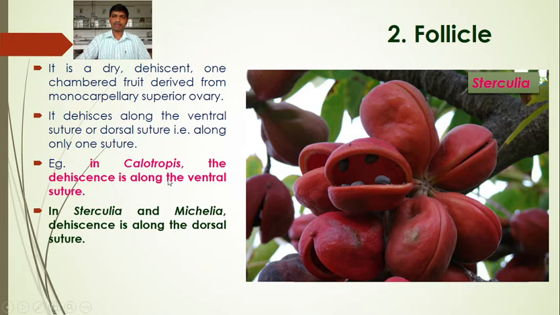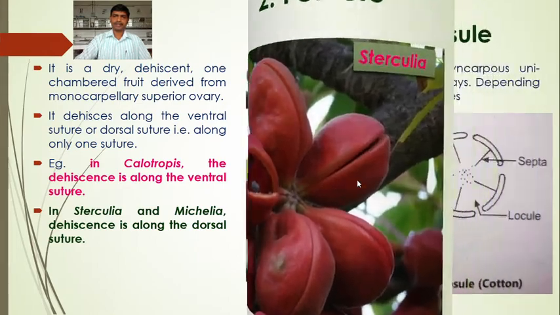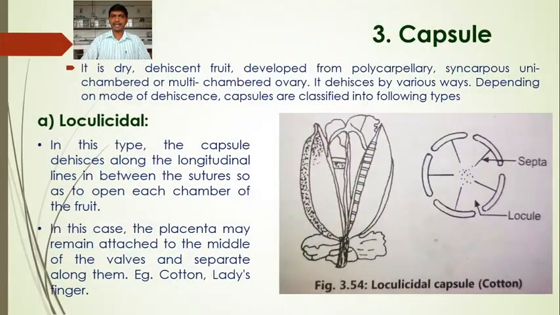The follicle is a dry, dehiscent, one-chambered fruit derived from a monocarpellary superior ovary. There is only one chamber, and no partitions are seen. Here is the monocarpellary unilocular ovary. Then another type is the capsule fruit. It is a dry, dehiscent fruit developed from a polycarpellary ovary.